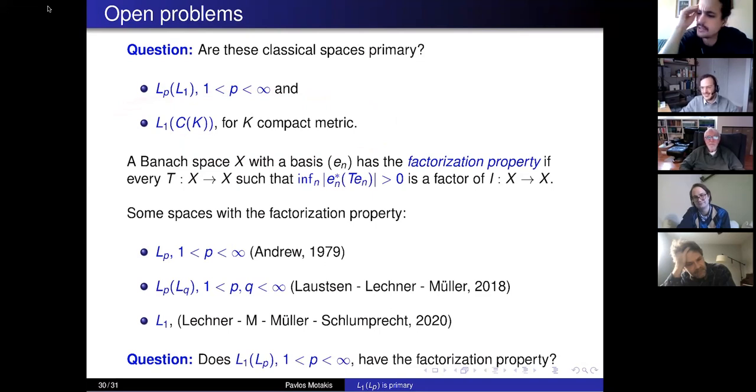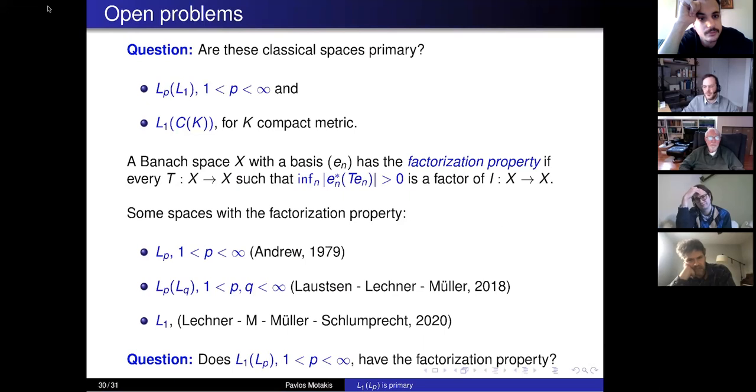Oh, by the way, you mentioned in the beginning of your slides about C of K. What was it? If K is compact, if K is countable? Yeah, if K is countable, then K looks like a well-founded tree. So there is some hope there. But is there a characterization of when C of K is primary regarding K, by the way?